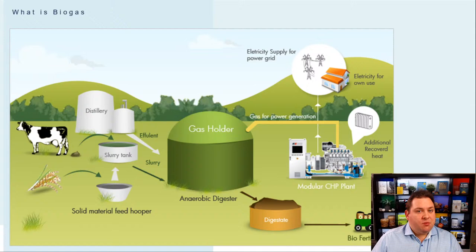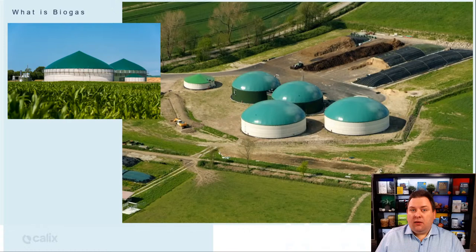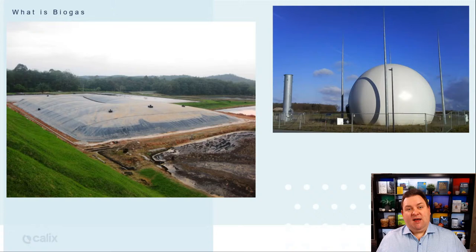This is what they look like. So it is simply a tank with a tarp on top. It's obviously all properly connected and sealed, so the gas can't escape, but it's really quite simple. They can be as simple, as you can see here, as a hole in the ground with a big tarp on the top that's weighted down on the side so the gas can't escape.